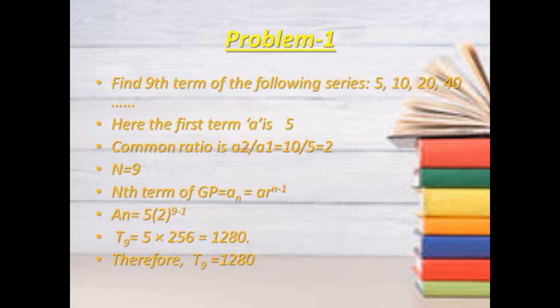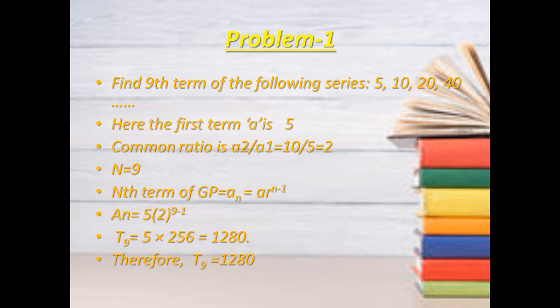The nth term of a geometric progression An is equal to A into R to the power n minus 1. This is the formula to find it. Therefore, An is equal to 5 into 2 to the power, what is n? 9 minus 1. Therefore 5 into 2 to the power 9 minus 1, which is 8. 2 to the power 8 is 256. Therefore 5 into 256 is 1280.